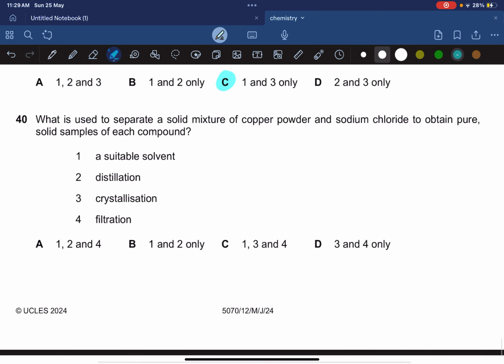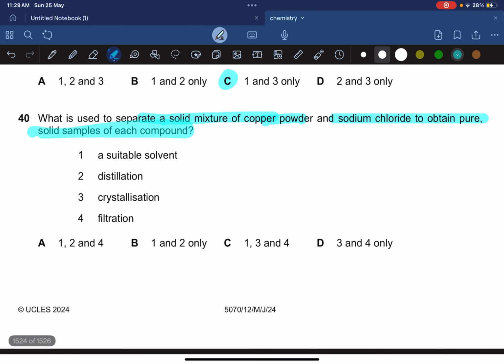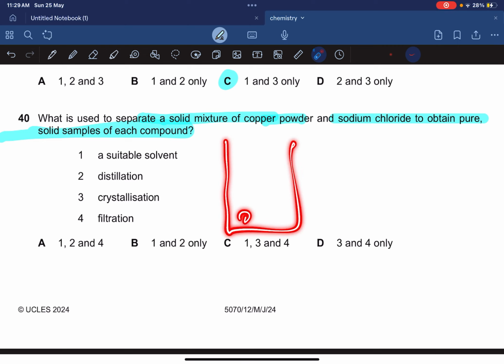What is used to separate a solid mixture of copper? You have a solid mixture of copper powder and sodium chloride, to obtain pure solid samples of each compound. Let's draw a diagram. You have a solid mixture of copper and sodium chloride. See, this is your copper, this is NaCl. So what you're going to do is add water or a suitable solvent. NaCl will dissolve, then you filter out the copper, and then the remaining solution is crystallized.